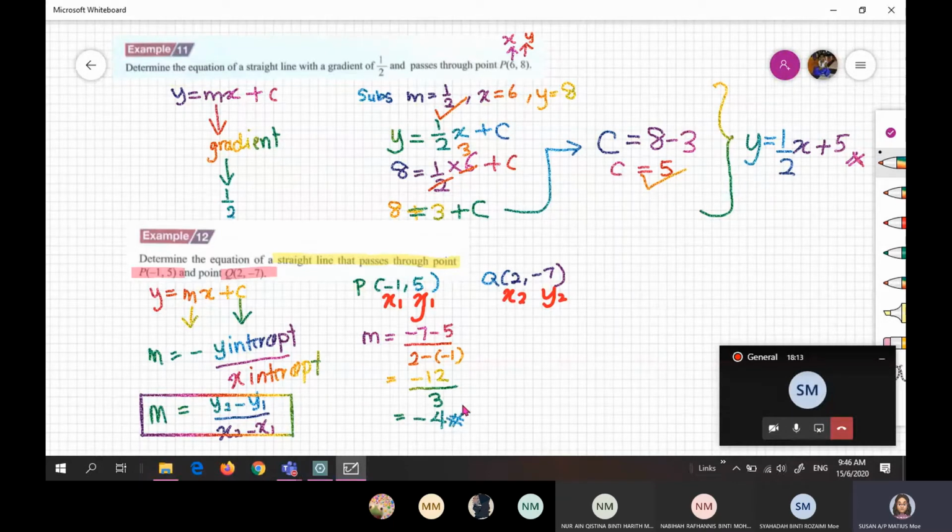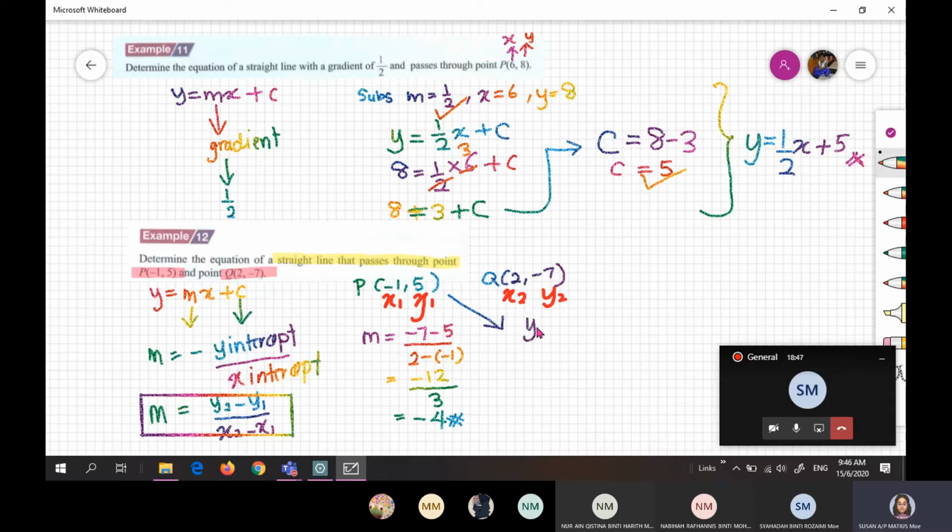Okay, so you already found your gradient. So back to this, what do you do after you find your gradient? After you know the gradient, then you substitute the values of m, x and y to find the y-intercept. So which point can you use? Can I use P? Can I use Q? The answer is you can use any of the points. So let me just choose point P, to find the value of c.